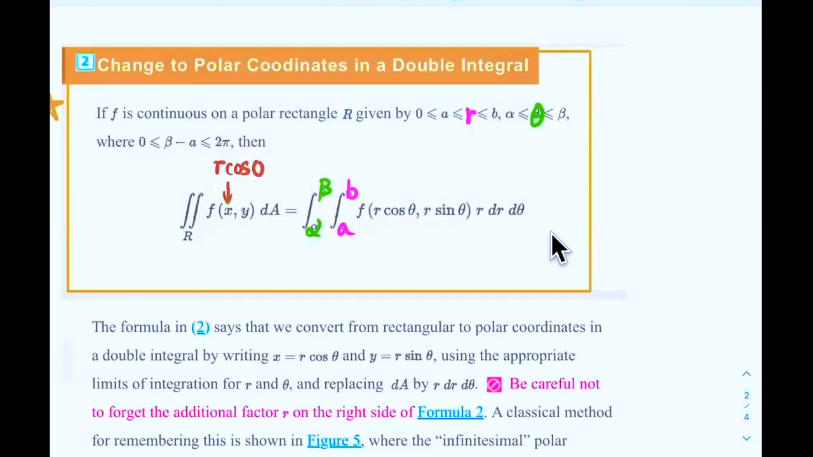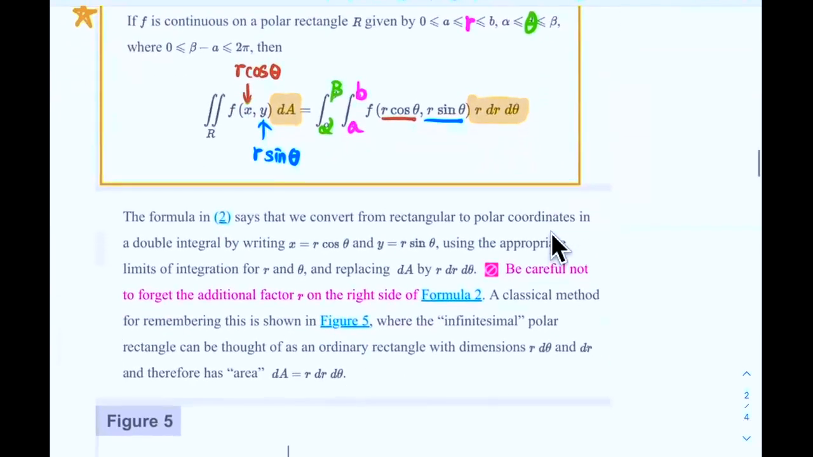cosine theta, right? So that's why you have this. And what about y? y is r times what? Sine theta. So then you have this, okay? Then what about dA? That dA over here is going to be this r d theta. Now think about that. This one here is the area over there.